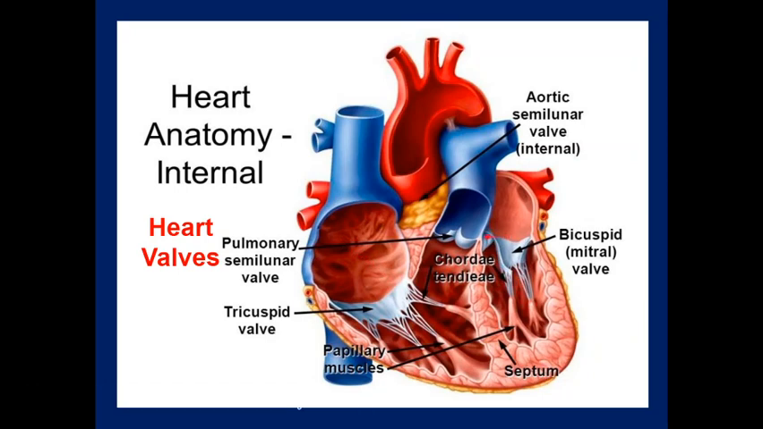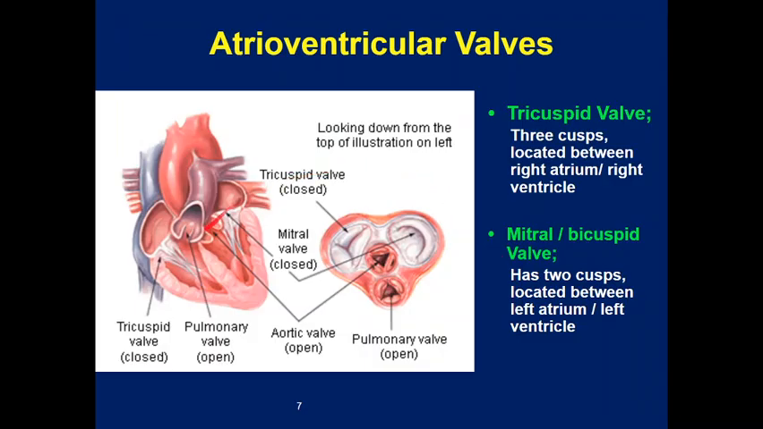All right, then we also have semilunar valves. So these have three cusps themselves each, the aortic and the pulmonic valves. So you need to know the names of these valves. All the valves are actually on the same plane. So if you take a knife and cut the heart at the right angle, you can see all the valves in the same plane. So that's kind of cool.